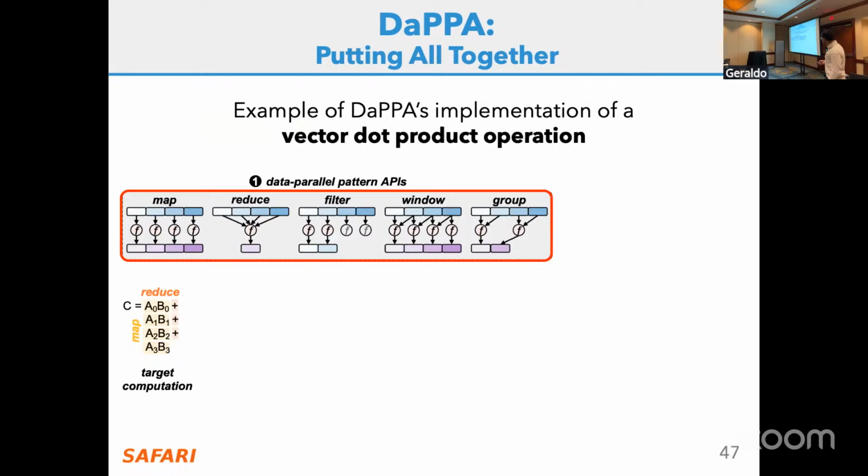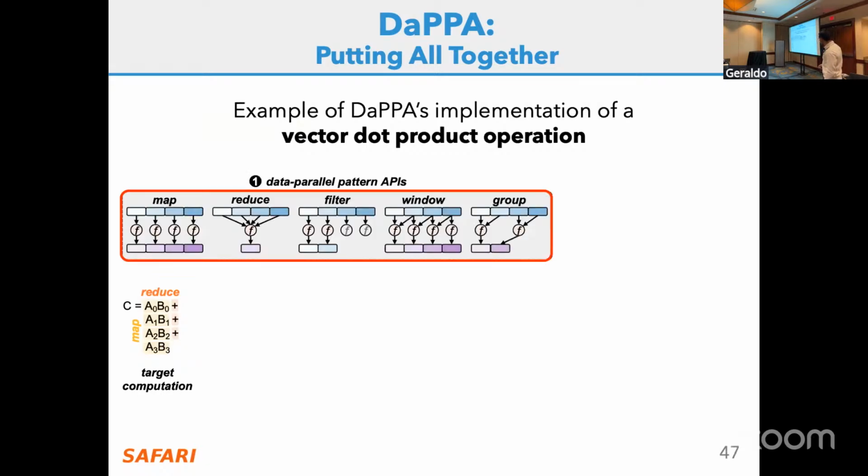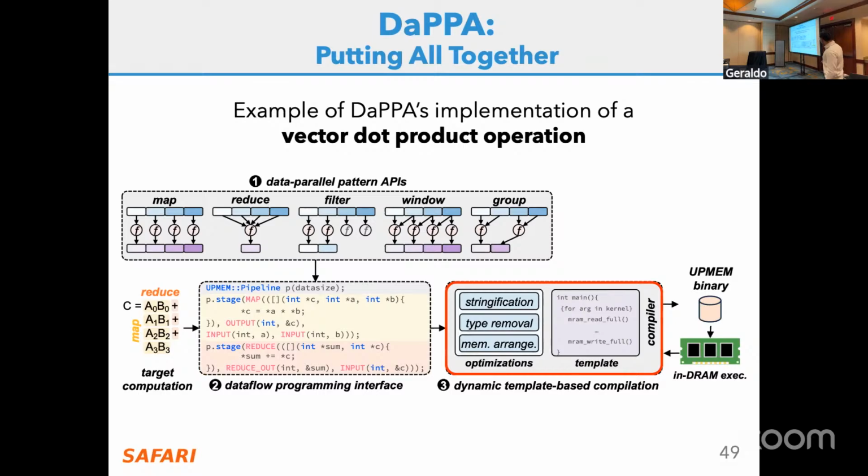So this is just an example of a vector product using Dapa. You have the computation as a vector product. You as a user just need to figure out which data parallel patterns are going to be used to implement that computation. In this case, it is a map and a reduce. And then you instantiate the pipeline for the map and the reduce for the operation. Then the framework dynamically generates the appropriate code based on the template for our UPMEM code, compiles the code, and executes it on the UPMEM system.